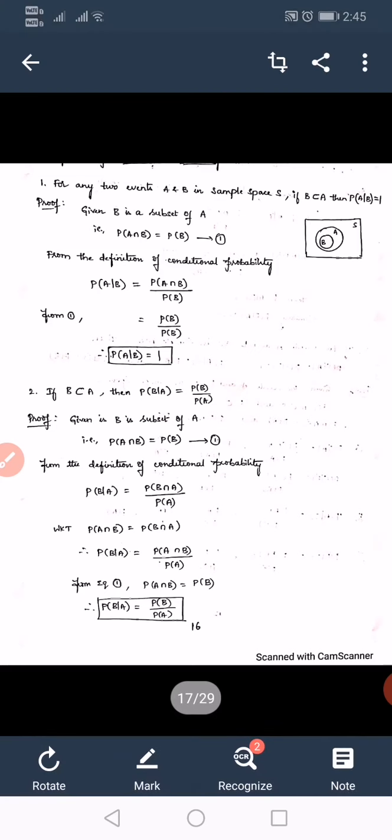So here there is no heading, sorry for the inconvenience. Note it down, the properties of conditional probability.